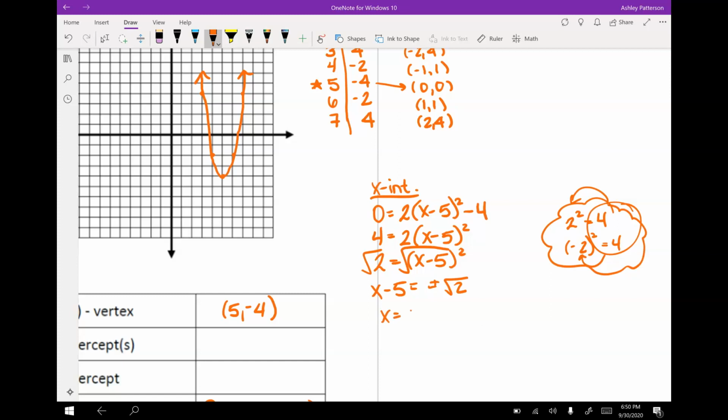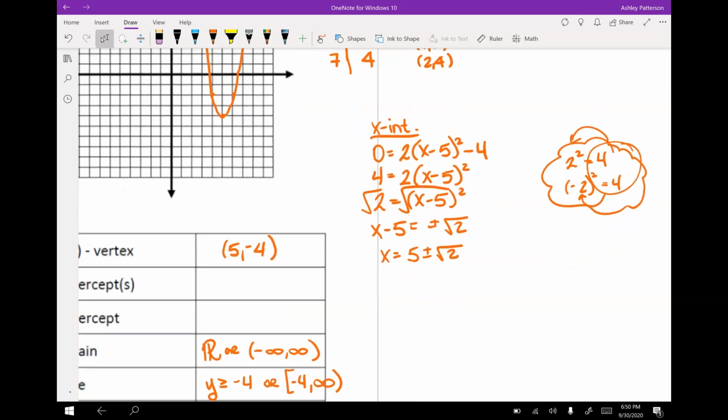Add 5 to both sides. The radical should always go at the back, so we have x is equal to 5 plus or minus radical 2. And I'm not asking you to graph it. I'm not asking you to tell me what it is in an approximation. I just want to know that you can find it. So our last step is to write it as a coordinate. You're more than welcome to write it as two separate coordinates, but one will do.